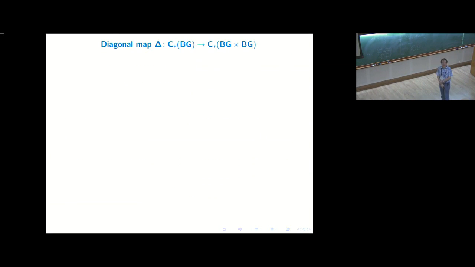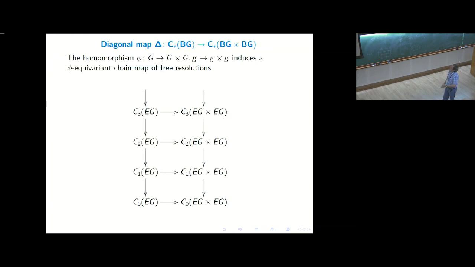So how are we going to construct the diagonal map in this case? X is the quotient of EG by the action of G. Well, I'm going to do the following. I'm going to take my group G, and I'm going to look at the group homomorphism. G gets mapped to G cross G. That's a group homomorphism.